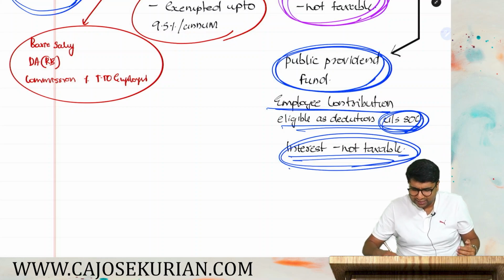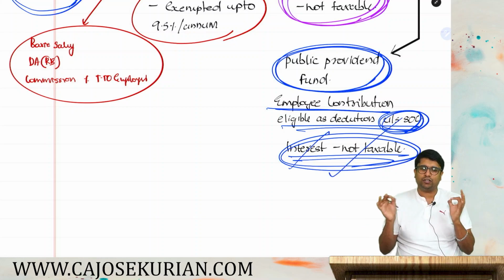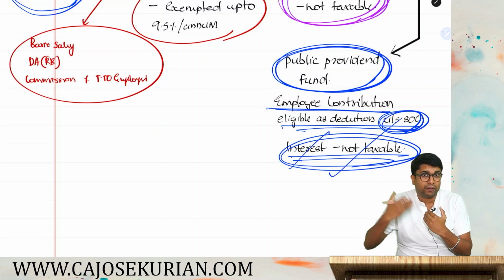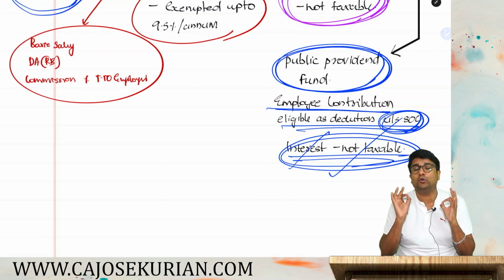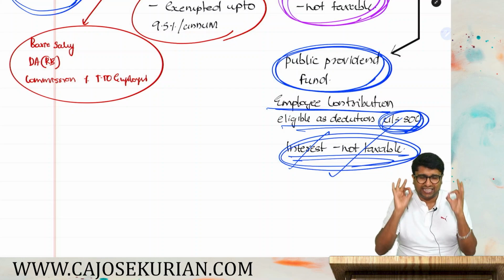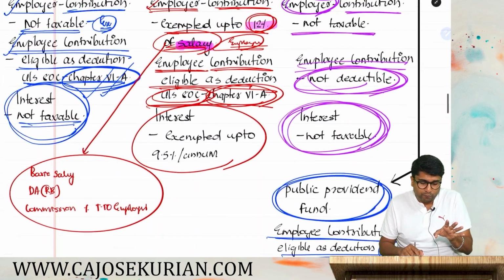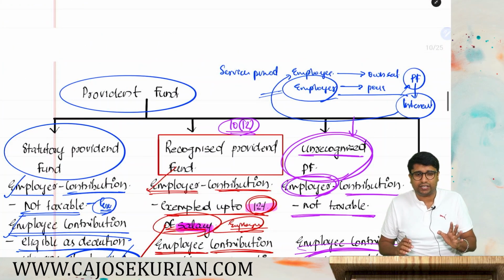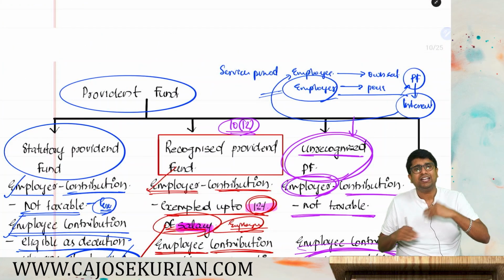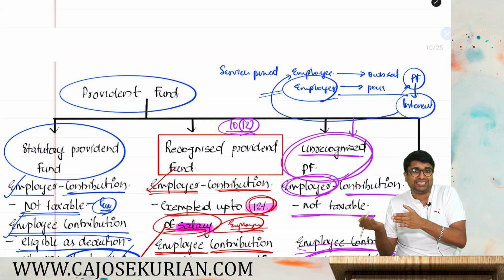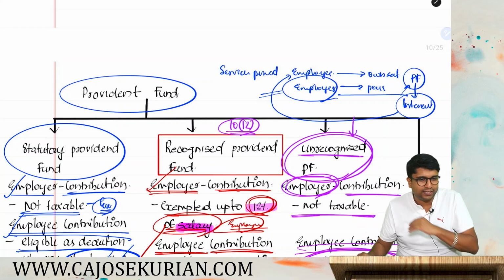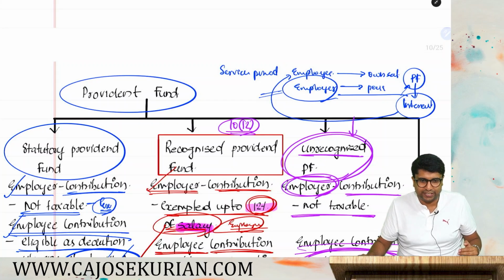And how about the interest portion? Interest again is not taxable. Whatever interest that you are getting from the public provident fund shall be fully exempted. You don't need to pay any taxes at all. So I hope the treatment of the respective provident funds is absolutely clear for you. There are 4 types of provident fund. Depending upon the type of provident fund, the taxability also varies. So I hope this much is clear for you.